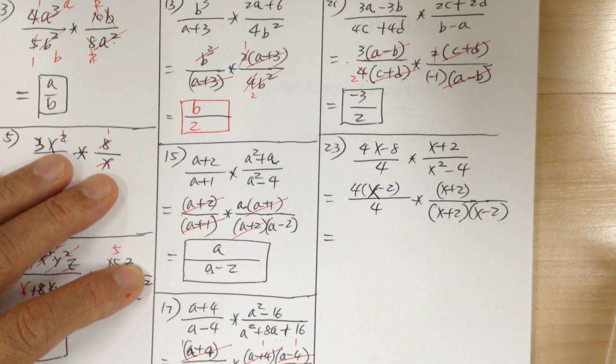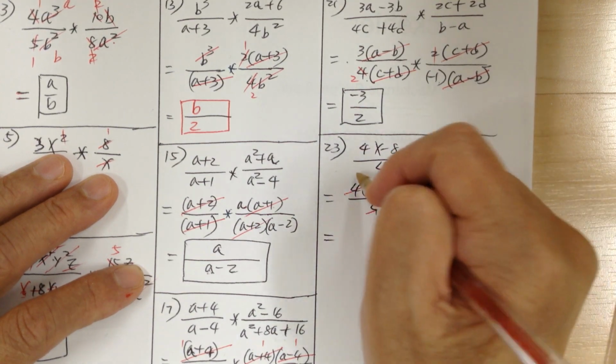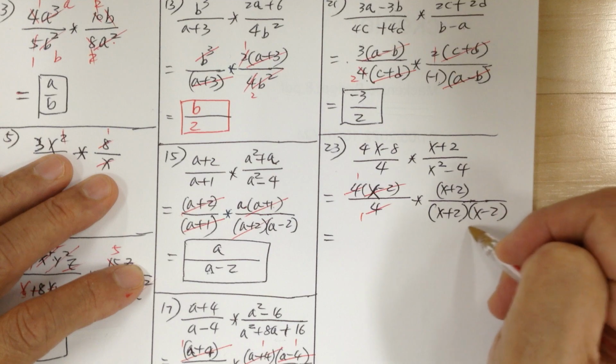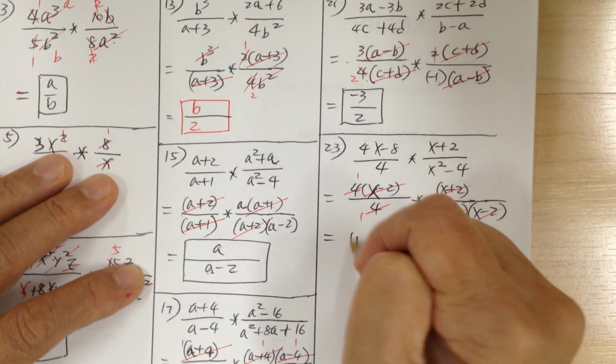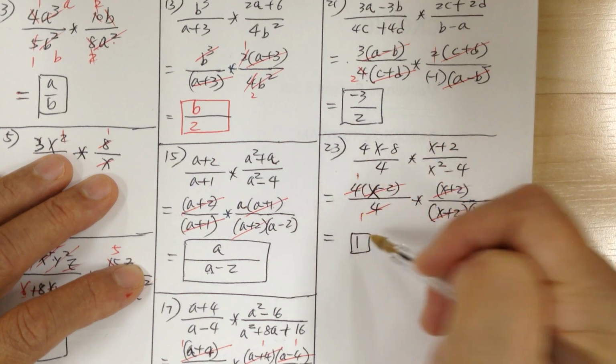So 4 and 4 cancel out. X minus 2 cancels with x minus 2, x plus 2 cancels with x plus 2. So everything got canceled out, so your answer would be just equal to 1, right? Because you got 1 over 1, which gives you 1.